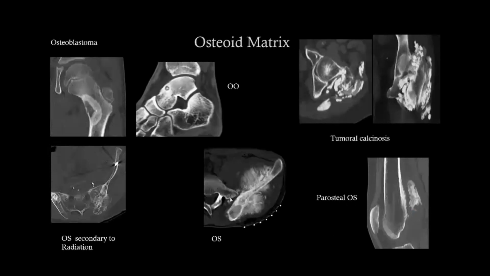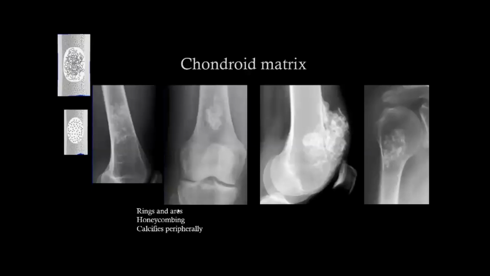And this is tumoral calcinosis. The chondroid matrix, when we have the rings and arcs or honeycombing or calcified, which appears as peripheral calcifications. Here are these dots, rings, and arcs, the dots of calcification within lucent matrix. Okay.